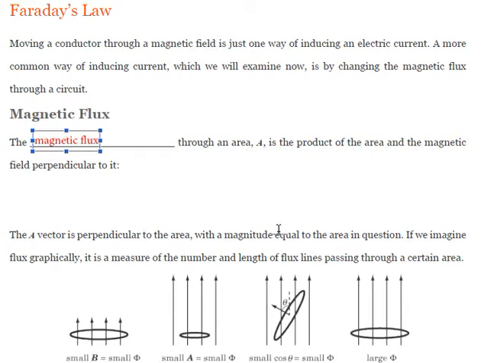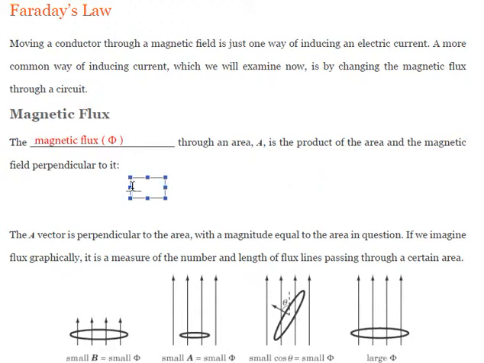The magnetic flux, which you will see written with this capital phi, the Greek letter phi, to represent flux. It's like a capital O and an I on top of each other. So the magnetic flux through some area A is a product of that area and the magnetic field, but only the magnetic field that is perpendicular to it.